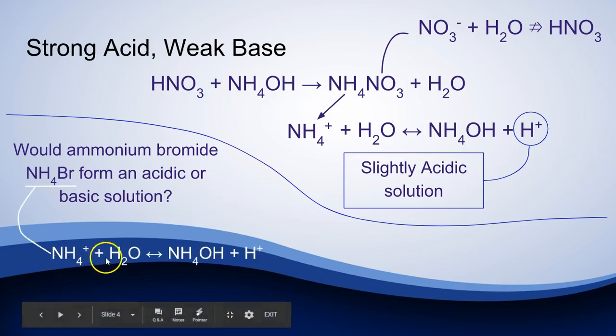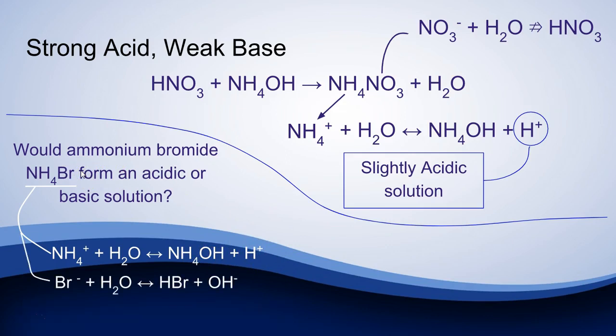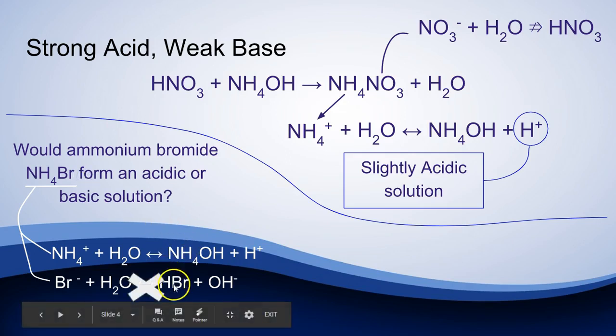We have ammonium ions, which, as I have right here, are going to end up producing H+ ions. And then we have bromide ions. The bromide ions could hydrolyze theoretically to produce HBr and OH-. But that's not really going to happen because HBr is a strong acid. It's going to be 100% on this side of the reaction, right? So we're not going to be producing any OH-, so we're going to end up with an acidic solution.